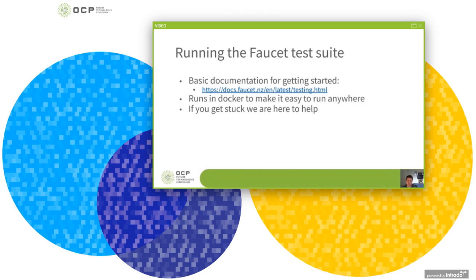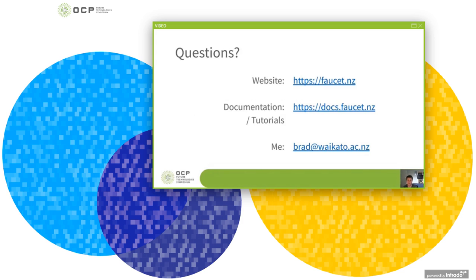Running the test suite's pretty easy. We've got some documentation there. It all runs in a nice Docker environment, so it's easy to run anywhere. And as I said before, we're always here to help and would love to engage with people looking to implement OpenFlow. Here's our website and documentation. We've got a tutorial series there for playing around with Faucet to see the different features it has. And there's my email address if you need to get in touch. So thank you for listening.